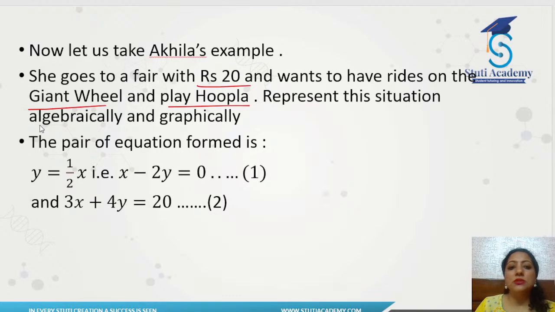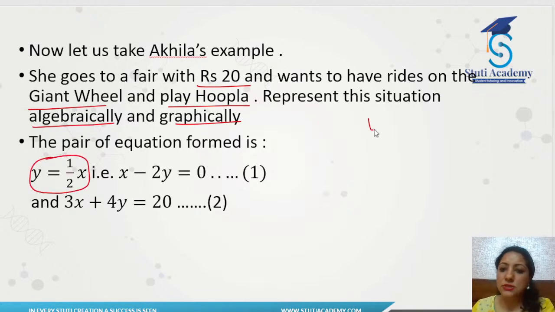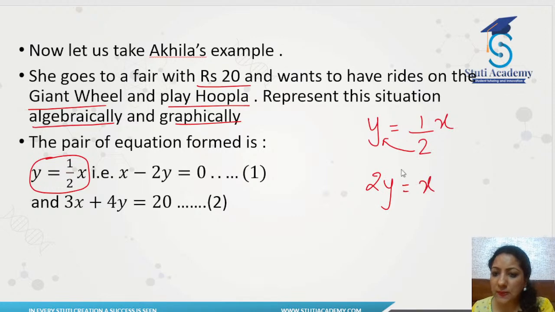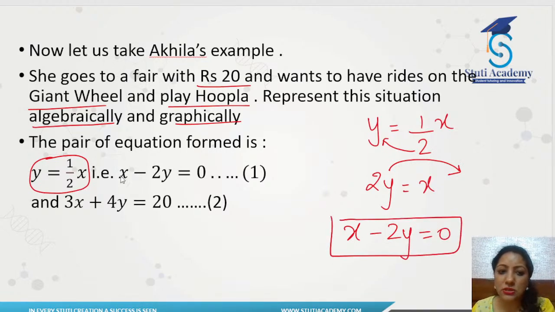We have to represent this situation algebraically and graphically. So algebraically we have already represented this in the form of two equations in x and y. So if we have y is equal to half of x, just see how I'm writing this. I'm going to take this 2 on the other side. I'll get 2y is equal to x. Then I will take this 2y on the right hand side. I'll get x minus 2y is equal to 0. So I've written the equation y is equal to half of x as x minus 2y is equal to 0. And then this equation we had already formed earlier.